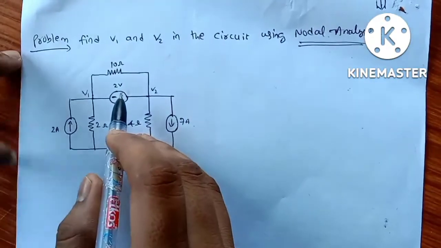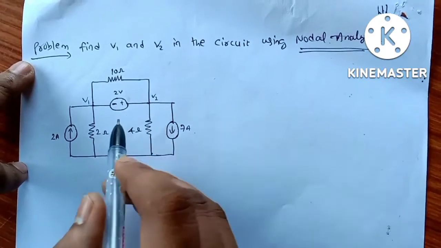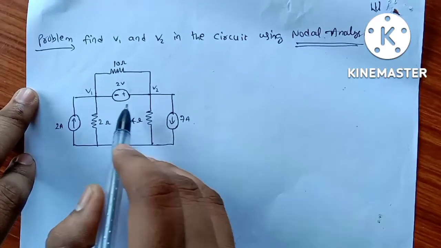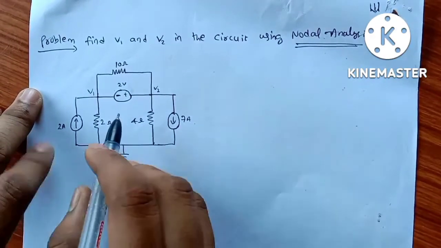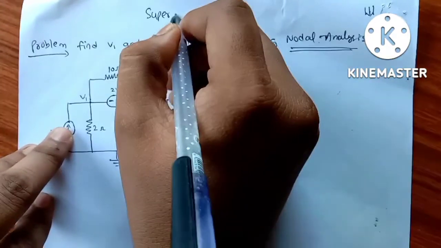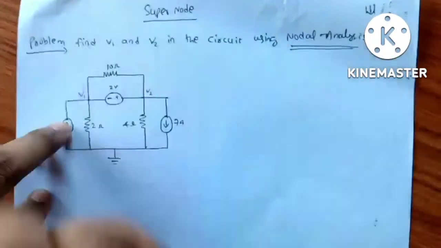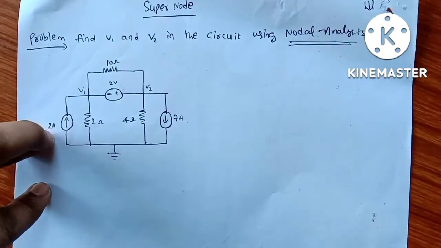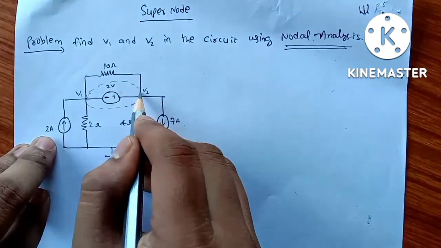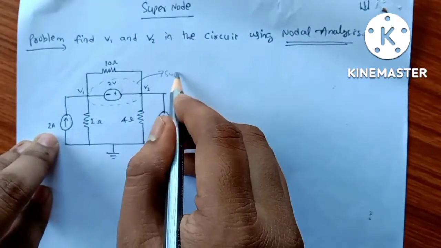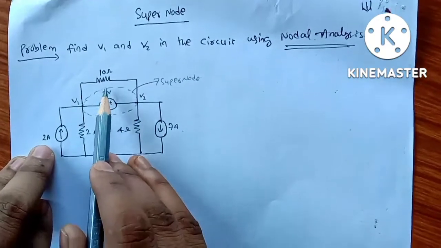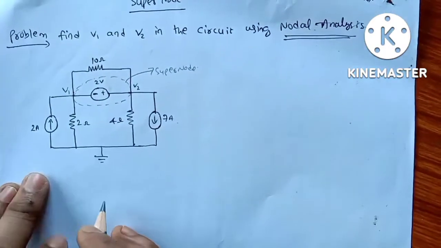By using normal nodal analysis, this problem won't solve because these two sources affect while solving the problem. So we are using the supernode concept. In the supernode concept, what is a supernode? This is a supernode. We are removing this voltage source and writing the equations.